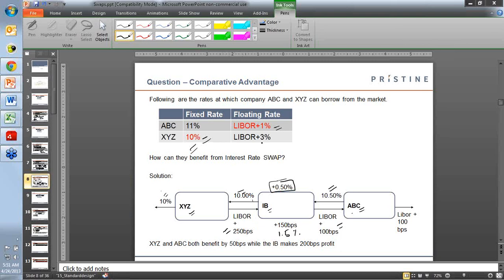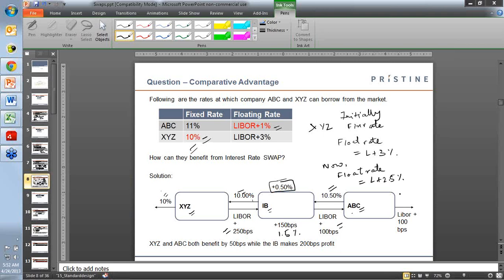So as a result of the swap, we are seeing that XYZ initially had basically a fixed rate of payment, and if it wanted to go to a floating rate, it would have had to pay LIBOR plus 3%, whereas now for the floating rate it is paying LIBOR plus 2.5%.